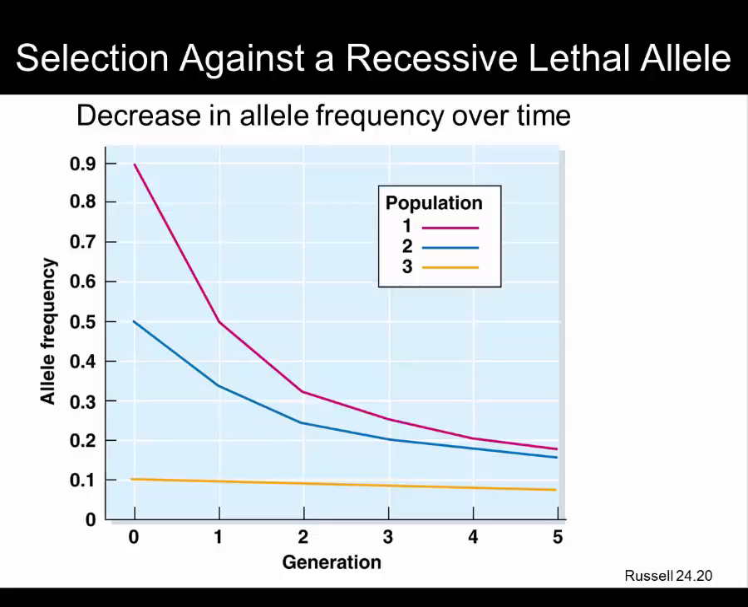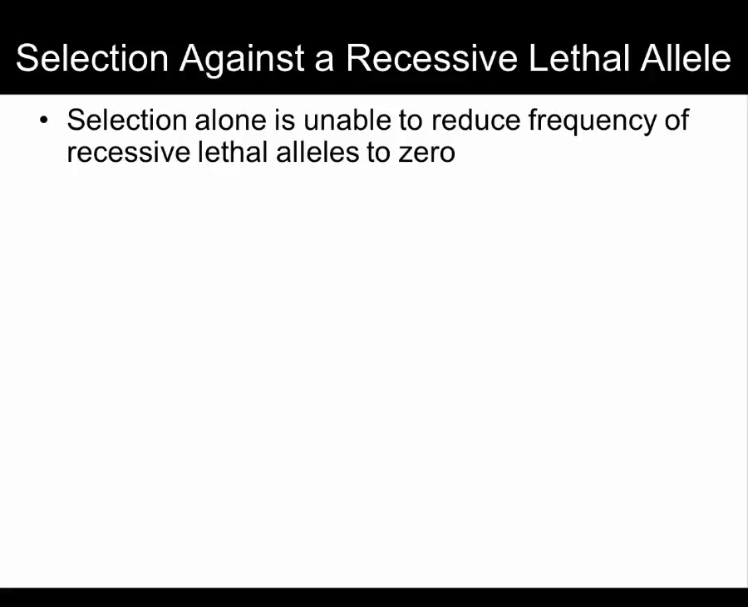But as q gets lower, the decrease in q from one generation to the next also gets smaller. The allele frequency appears to be approaching 0, but can it ever actually get there? Not by selection alone. Selection by itself cannot lead to the extinction of an allele.